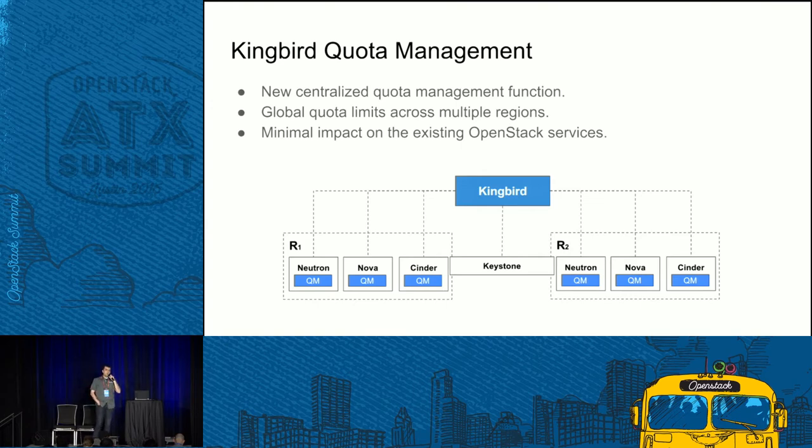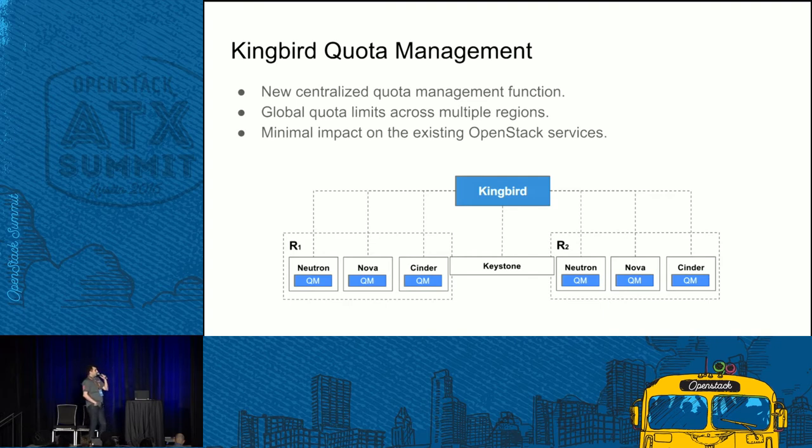So now you don't have to set your quotas in each region and in each service. You can define everything in Kingbird directly. And then the automatic adjustment will happen in the background, basically. One of the most important requirements for us was that we shouldn't touch Nova, Neutron, and Cinder. We want to have minimal or zero impact on the existing OpenStack services. And that was our main motivation for the design.